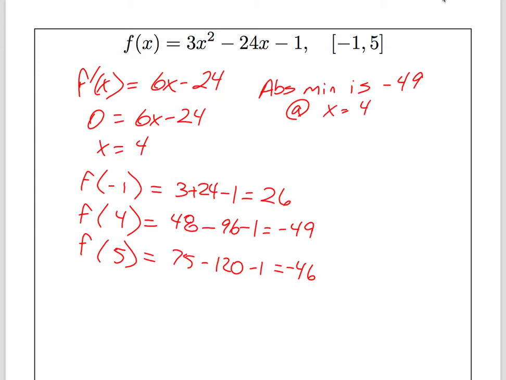So here's how I want my answer written. I want you to tell me what the absolute max or min is, and then I want you to tell me where it occurs. So my absolute min is negative 49, and it occurs at x equals 4. And my absolute max is 26, and it occurs at x equals negative 1.